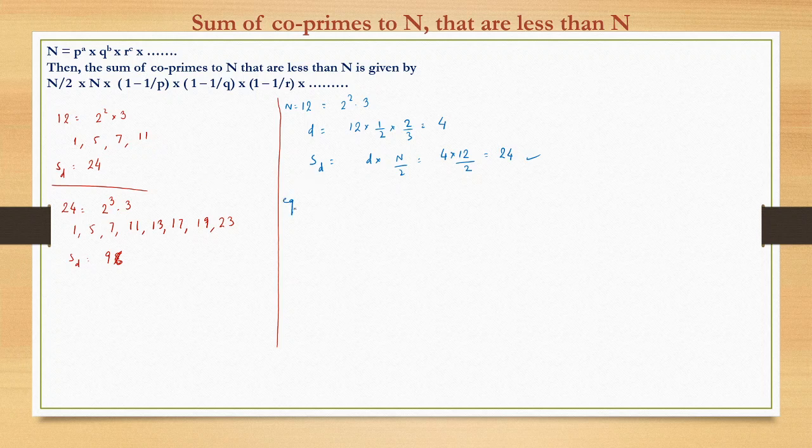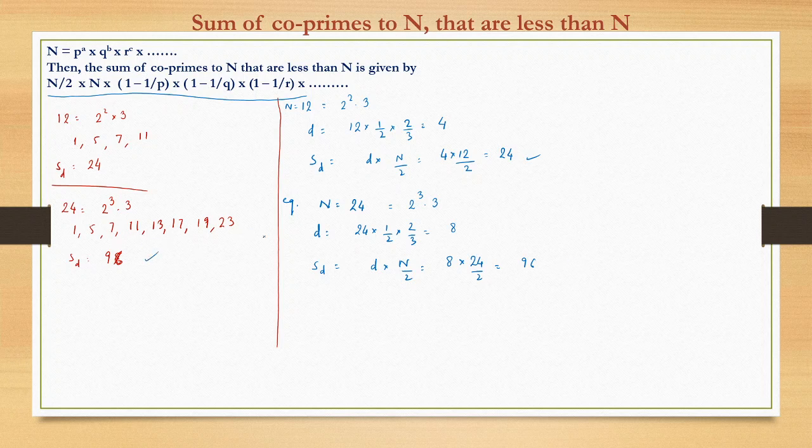Similarly, if we see another example, we had taken n is equal to 24. 24 we can write as 2 raised to power 3 into 3. So the number of such numbers is nothing but n into 1 by 2 into 2 by 3. This we know is nothing but 8. So what will be the sum of all such numbers? That will be nothing but d into n by 2. This expression is same. So d is 8 and n is 24 by 2. So 96. Very standard.